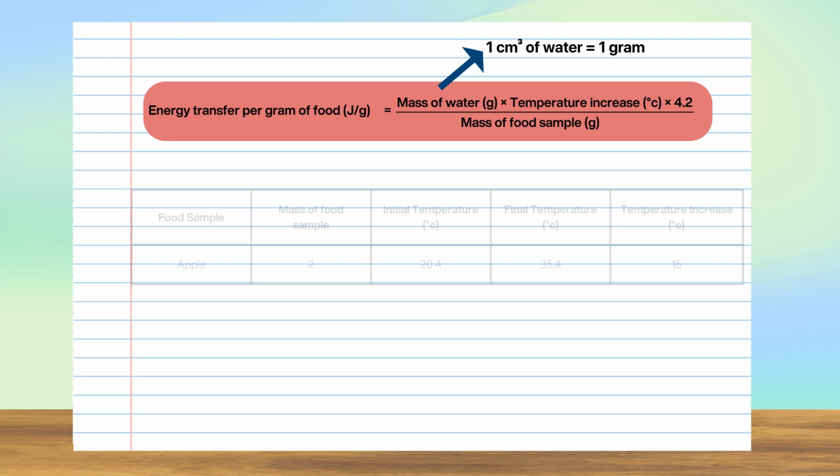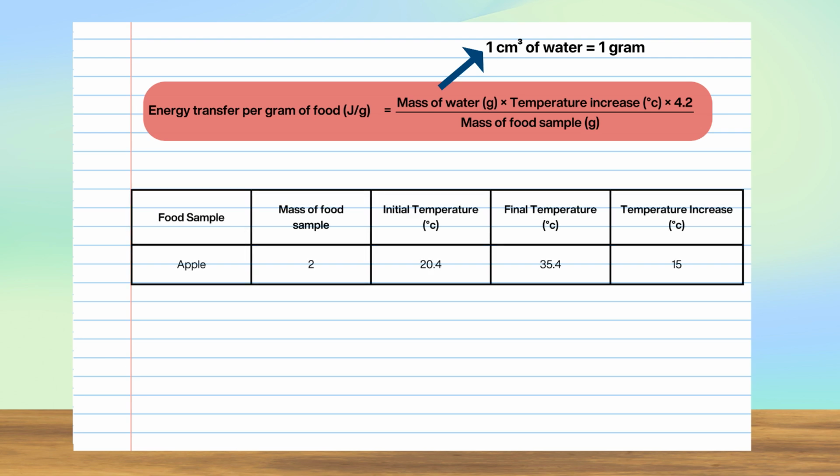When using the example of the apple food sample, if the mass of the water is 25 grams and the temperature change is 15 degrees Celsius, then the energy transfer per gram is 25 multiplied by 15 multiplied by 4.2 divided by 2, which equals 787.5 joules per gram.